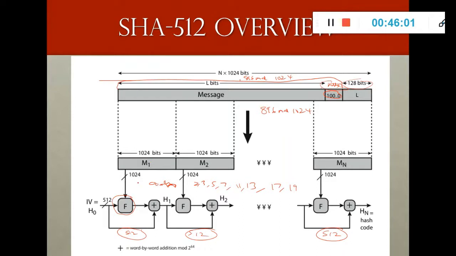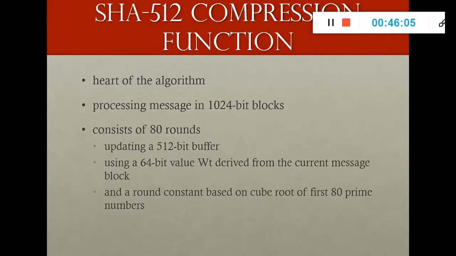It is processed in 1024 bit or 128 word blocks. The compression function here, F, is the heart of the algorithm. The F function processes the message in 1024 bit blocks and consists of 80 rounds. Remember in a symmetric block cipher like AES, we have 10 or maybe 16 rounds, but this one is 80 rounds. You're updating a 512 bit buffer using a 64 bit word derived from the current message block, and a round constant based on the cube root of the first 80 prime numbers. So this is a round constant.